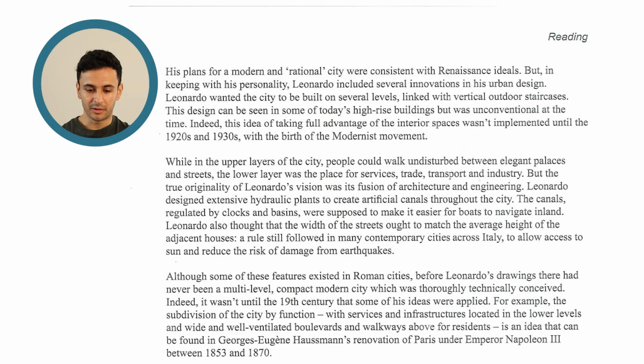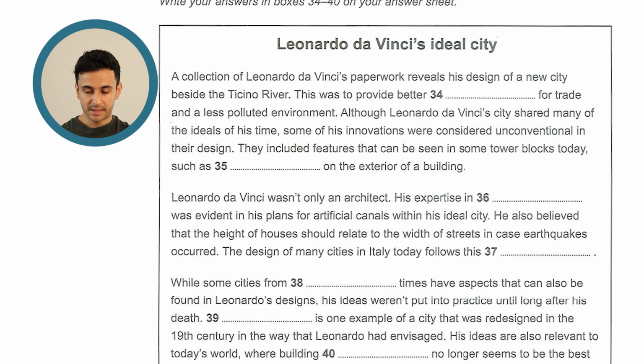And I am an engineer myself actually, so that was very straightforward to spot. But if you just focus on the word architecture and also the design of the canals, you will find it in this paragraph. And then when you come here, you read what you need here: his expertise in engineering was evident in his plans for artificial canals with his ideal city.